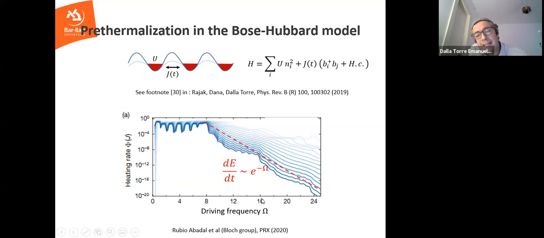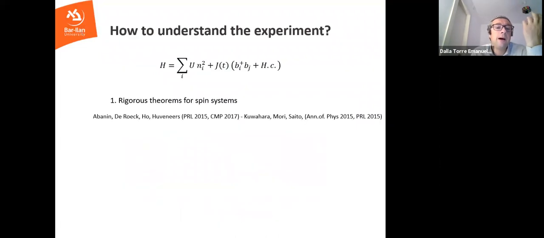Okay, so what is the highlight? The highlight here is that there is a slope. Because this is a logarithmic scale and this is a linear scale, a linear curve here means that there is an exponential dependence. So the heating rate, sorry, goes like the exponent of minus the driving frequency. So there is an exponential suppression of heating. That's the key observation, and it seemingly goes along the lines that I was telling you before.